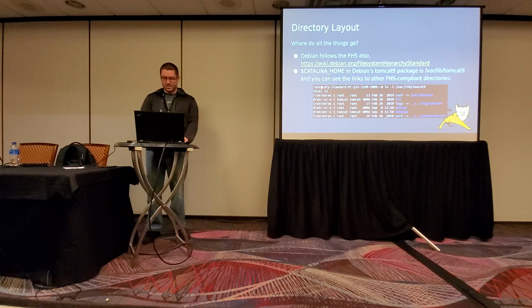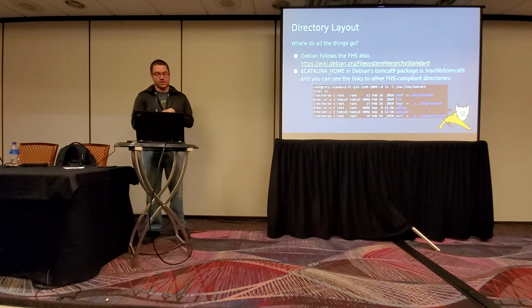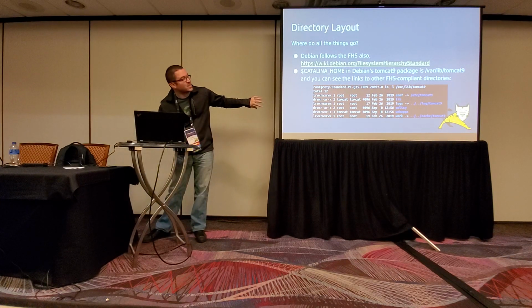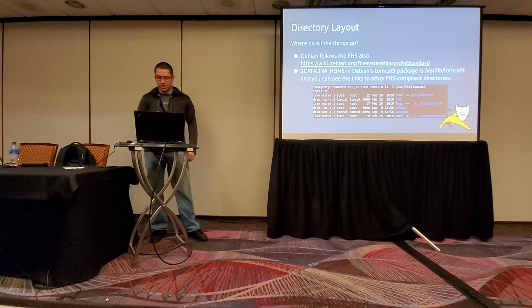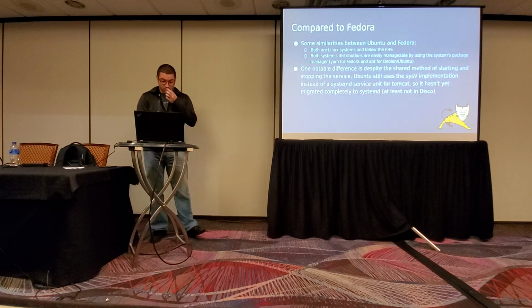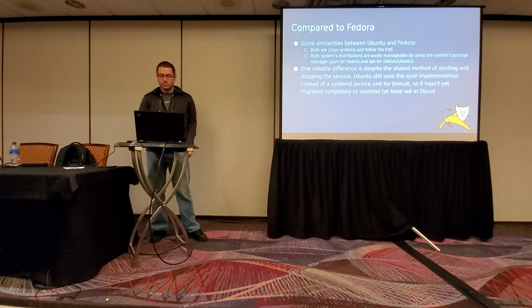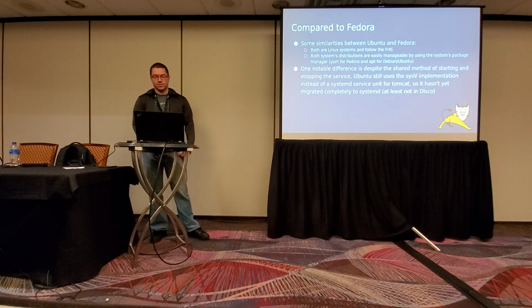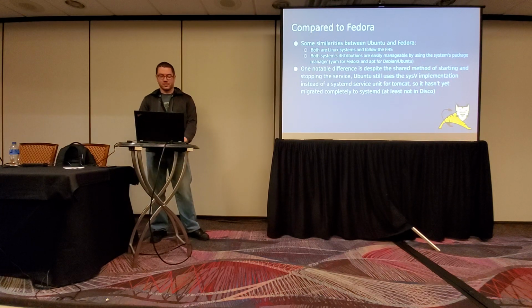So I already talked about this. This is what your Catalina home in the Debian Tomcat 9 package would look like. It's in /var/lib/tomcat9. It also has not as many symlinks, but still has symlinks to where your configuration lives, your logs live, and your cache lives. So both Ubuntu and Fedora follow FHS, and they both have pretty easily manageable packages. Yum for Fedora and apt for Debian and Ubuntu.